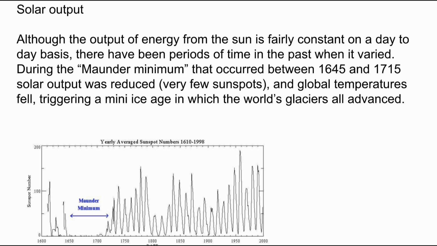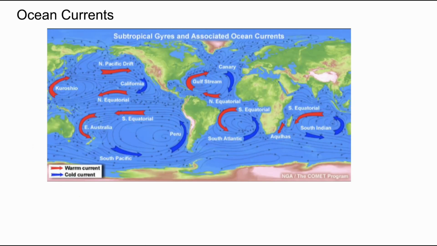So basically, a mini ice age happened, glaciers advanced, and had this continued, it might have led to a global disruption of ecosystems. Fortunately, it did not quite get that far. It was fairly localized.